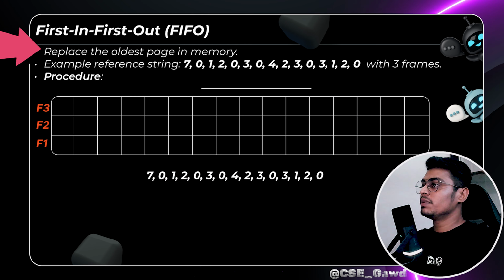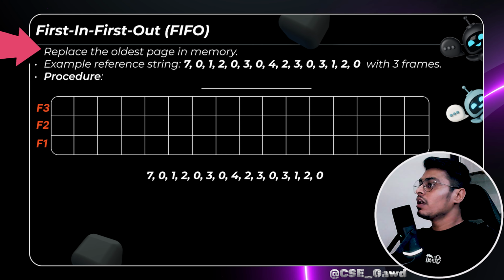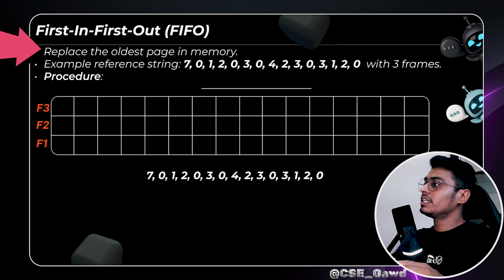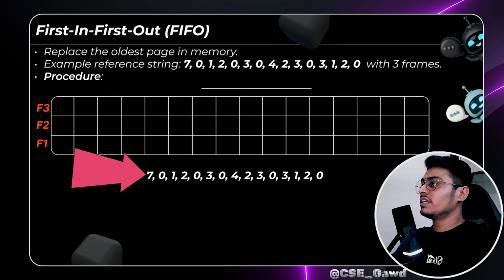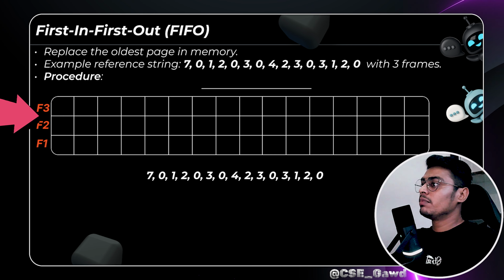In FIFO page replacement, we replace the frame that was filled first, the oldest page in the memory. The logic is simple: the page that has been in memory the longest is the one that should be replaced first. Let's work through a detailed example to understand FIFO completely. Consider this reference string: 7 0 1 2 0 3 0 4 2 3 0 3. We have 3 frames available in main memory.